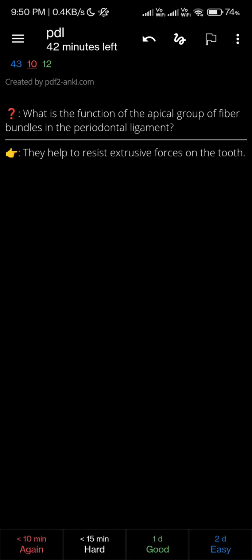What is the function of the apical group of fibers in the periodontal ligament? They resist extrusive forces, prevent tooth tipping, and resist forces of luxation.